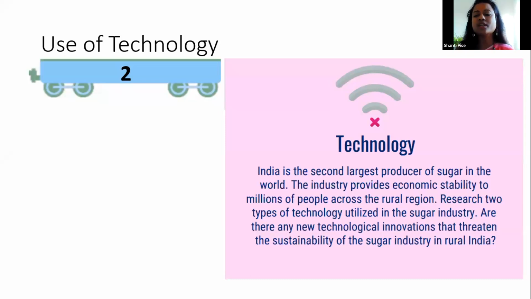Are there any new technological innovations that threaten the sustainability of sugar industry in rural India? In fact, Maharashtra, we are all proud of various sugar belts in Maharashtra, and there are so many sugar mills in Maharashtra, right? इतने सारे sugar mills हैं, इतने सारे साखर कारखाने ऐसे बोला जाता है उनको, and so कौन सी ऐसी टेक्नोलॉजी है जो वो यूज करते हैं इन sugar industry?